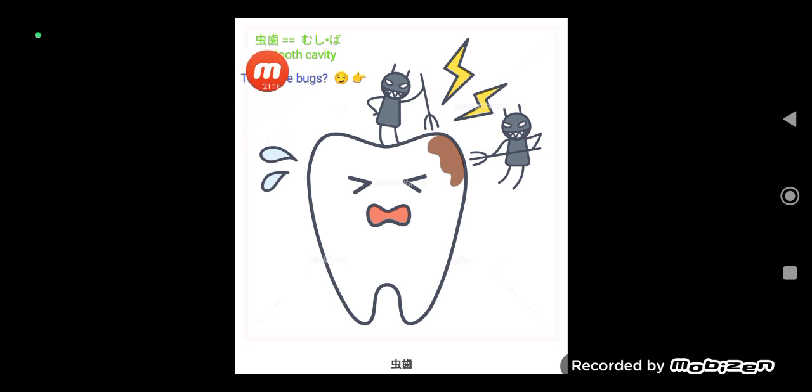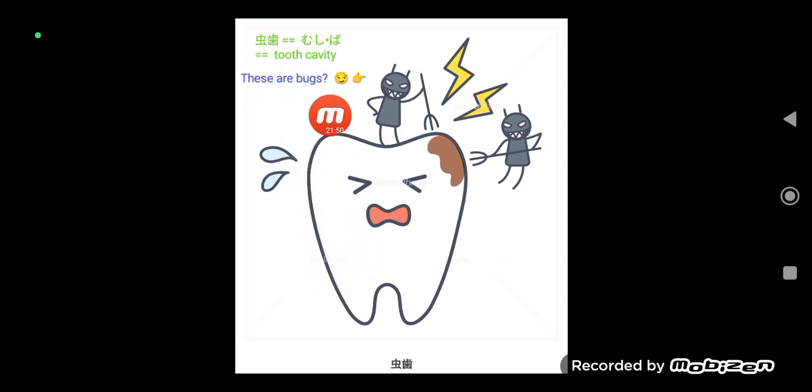And how about this, mushiba? This is mushiba. Mushiba means tooth decay or cavity. As you can see here, minasan, it looks like demons. But are these similar to insects? Do they look like bugs? This is as if the insects and bugs are attacking your teeth, and hence you will have tooth cavity or tooth decay. That is mushiba.